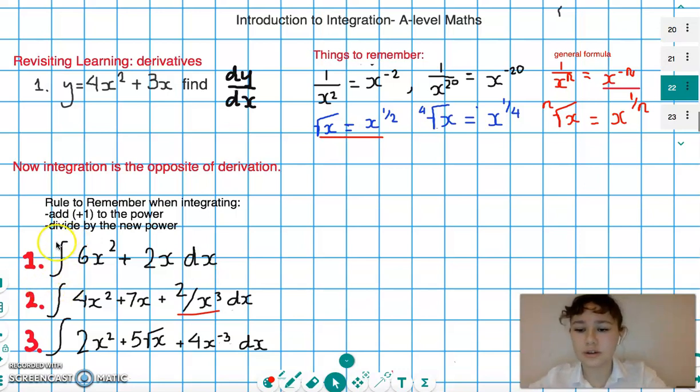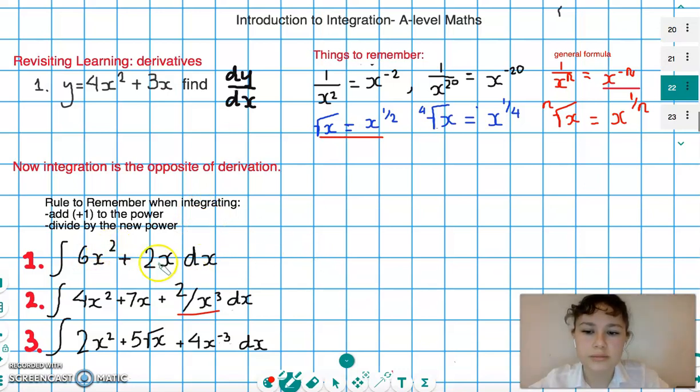Now we've got our integration symbol, which looks like a seahorse or an F without a line, as my brother always says. So we have 6x squared plus 2x. Now let's utilize these two steps in order to solve the equation.